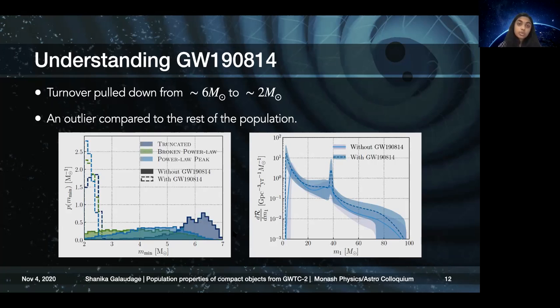Another test we did was consider how likely it is to draw this event from our current population, and that probability is less than 0.02%. So when we use this event, it seems like it is an outlier compared to the rest of our population. So for our default analyses in this population study, we exclude this event.